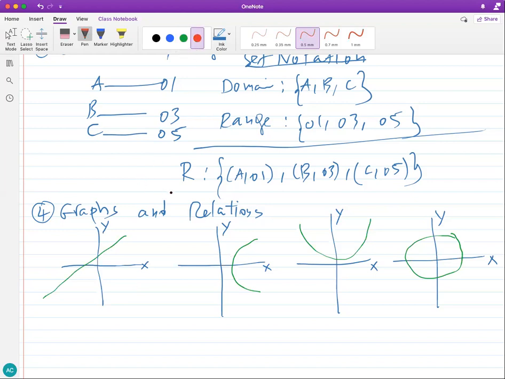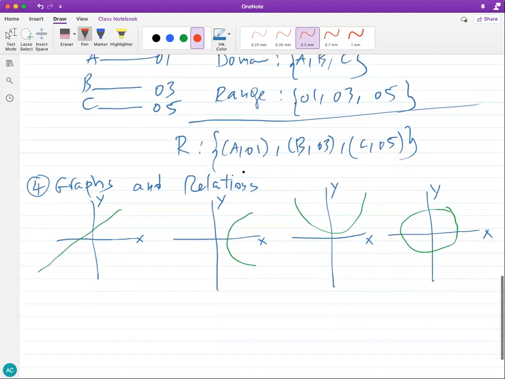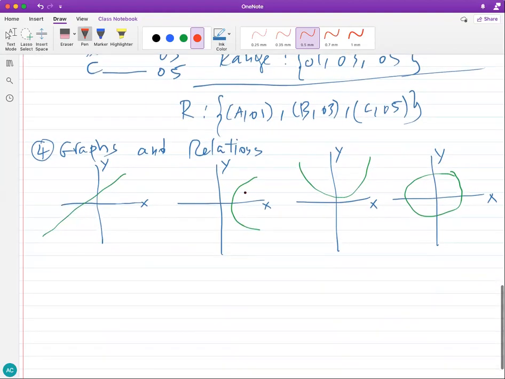All right, so for tables we learned how to tell whether it's a function by looking at the first elements. It's also just as easy to tell whether a graph is a function or not. So again, all of these are relations, but some of them can be functions.